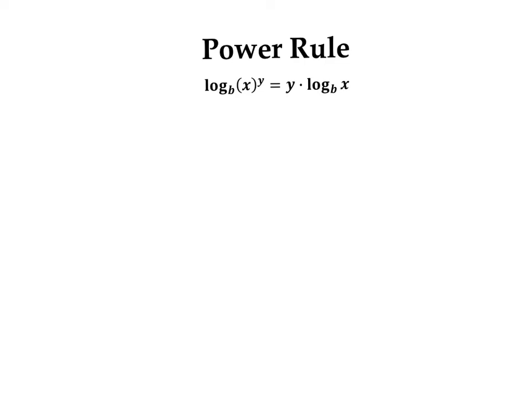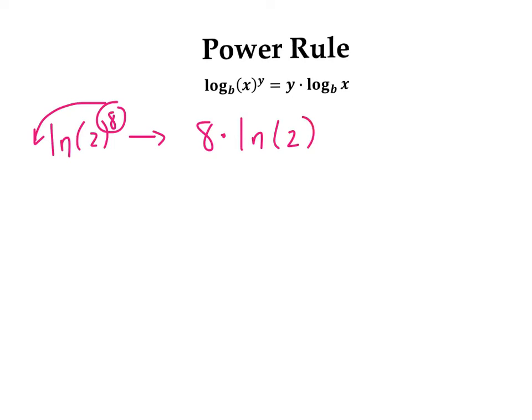So the first power rule example, let's say that we're dealing with a natural log. So log base e. Natural log of, say, 2 to the 8th power. The power rule says that I can take this exponent and bring it to the front. So I can say it's 8 times the natural log of 2. The power rule allows you to take an exponent and simplify it by bringing it to the front as a coefficient.